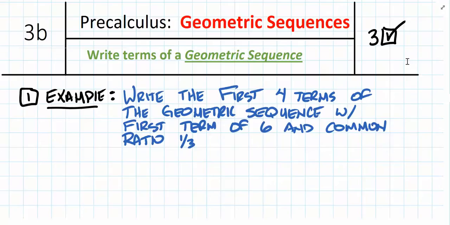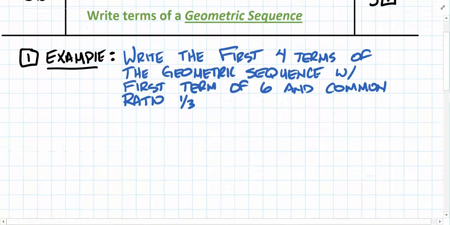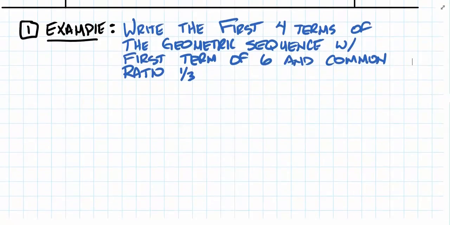Here's Precalculus Concept Video 3B, Geometric Sequences. We're going to write the terms of a geometric sequence, and there are 3 boxes. So here's the first idea. It's an example. It says, write the first 4 terms of a geometric sequence with a first term of 6 and a common ratio of 1/3.